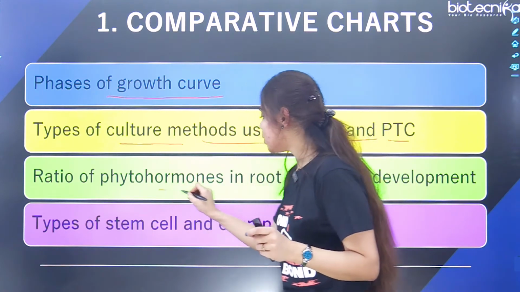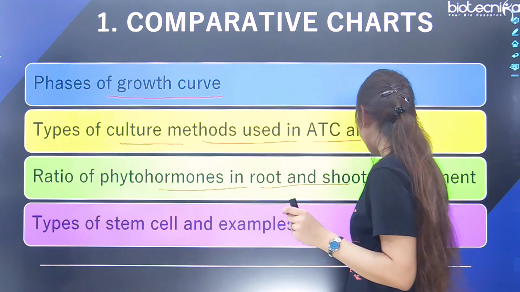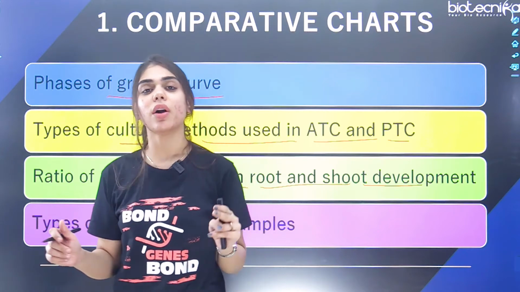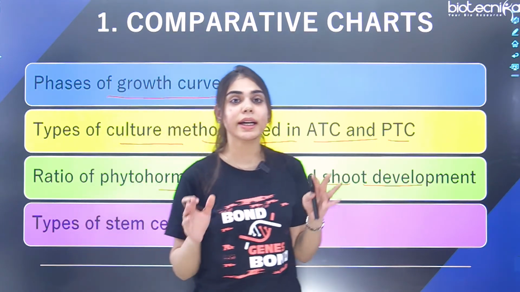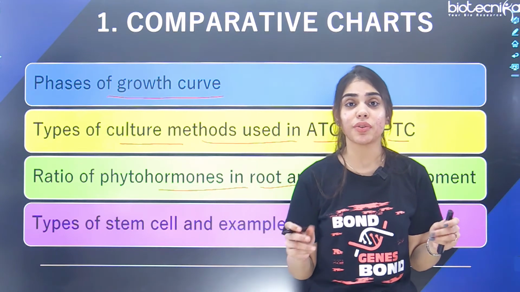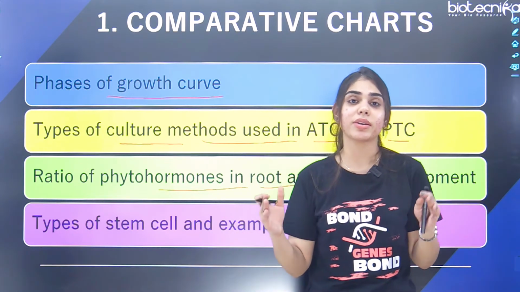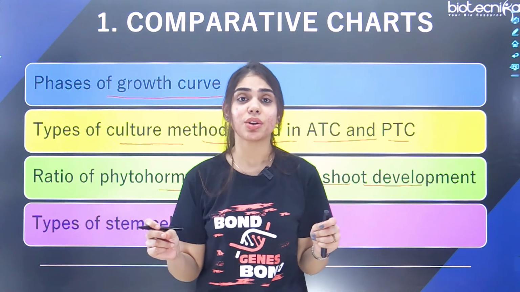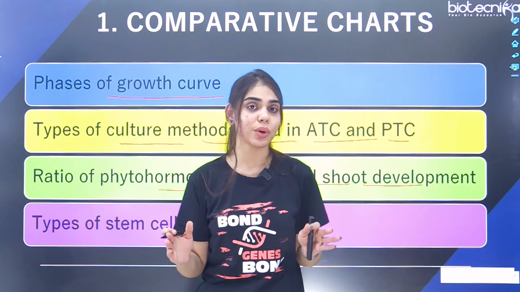And the third is the ratio of phytohormones in root and shoot development. Now we all know there are 2 different kinds of hormones involved in root as well as shoot development: auxin as well as cytokinin. So you have to learn about the ratio, whether it is high cytokinin to low auxin, it will result in shoot formation. So like this, you have to learn the ratio of phytohormones that are required for root and shoot development.